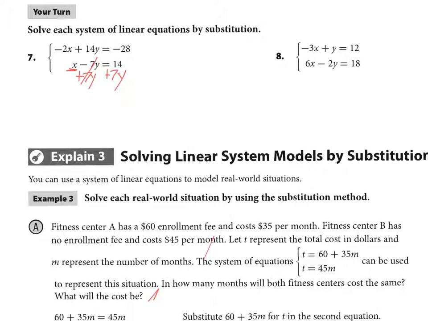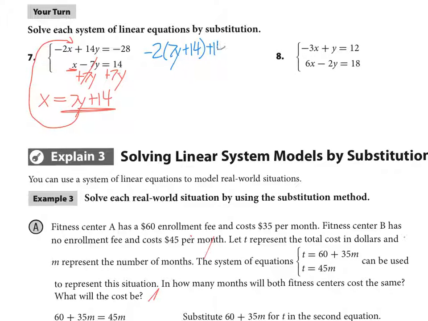So it's not always getting y by itself, it's whatever variable has a coefficient of 1 if possible. I'm going to take this and plug it in for x in that equation up here. So I now have -2 times 7y plus 14 plus 14y equals -28.